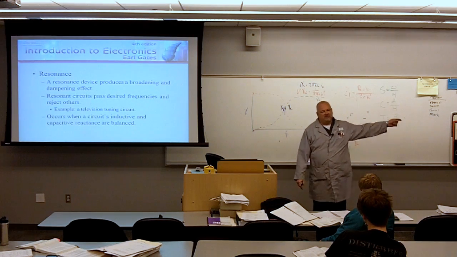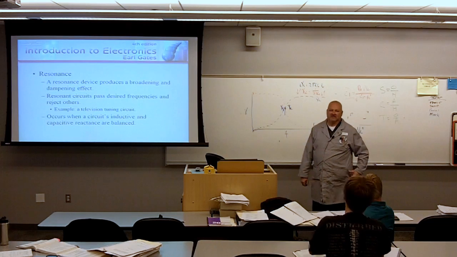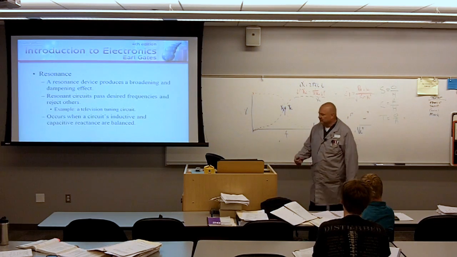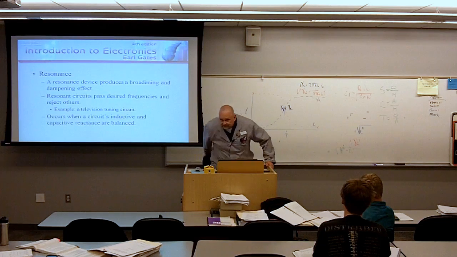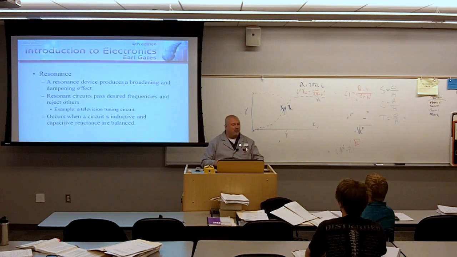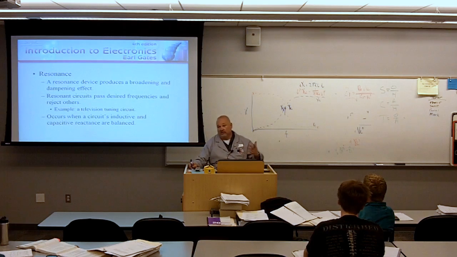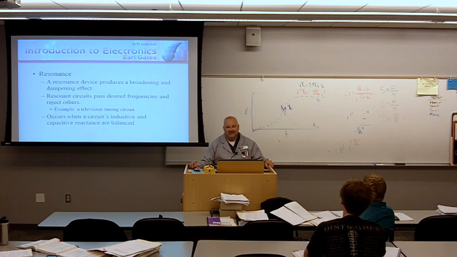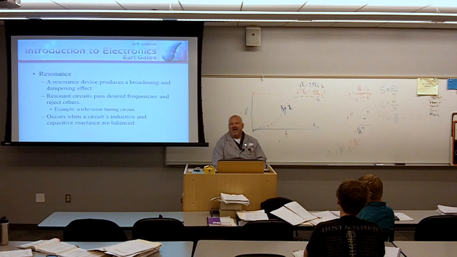What's the only property that you're left with in the circuit? If X sub L cancels X sub C out, what's the only property we have to deal with that's left? It's the first thing you learned about here. Resistance. At resonance, X sub C cancels X sub L out, and the only thing you're left with is resistance. That's a good thing. That makes it easy. Because remember, like several chapters ago, it was a resistive AC circuit. That was easy, wasn't it? I thought it was easy. So it occurs when the circuit's inductive and capacitive reactance are balanced or equal.